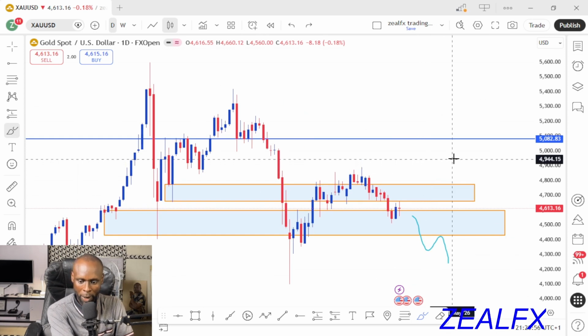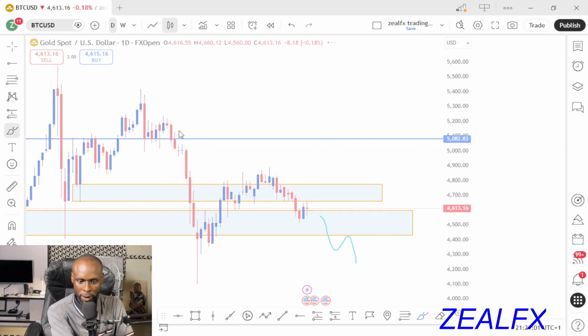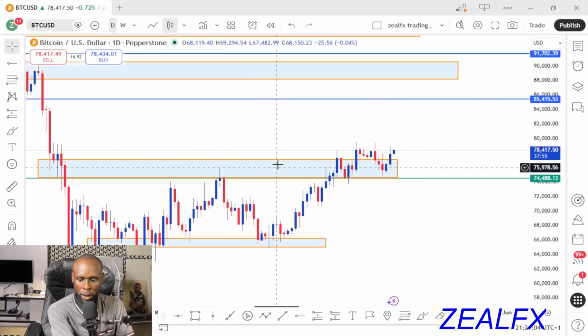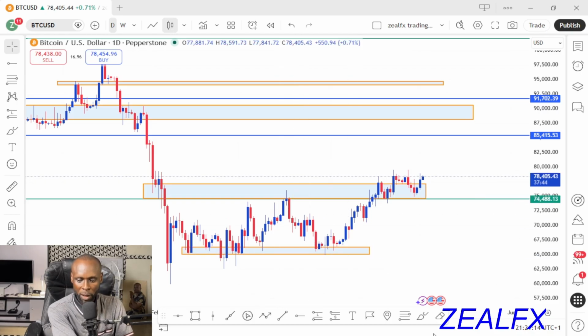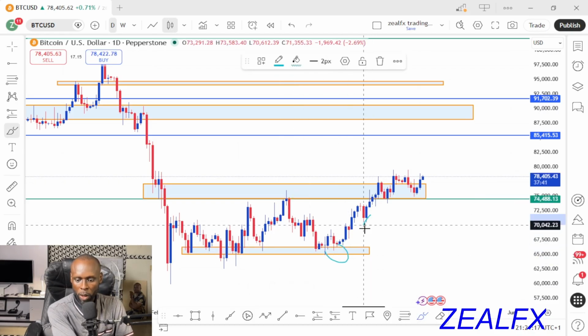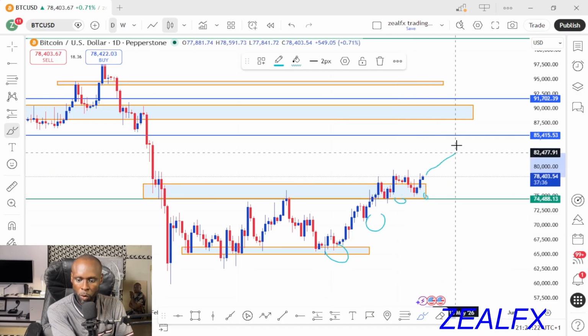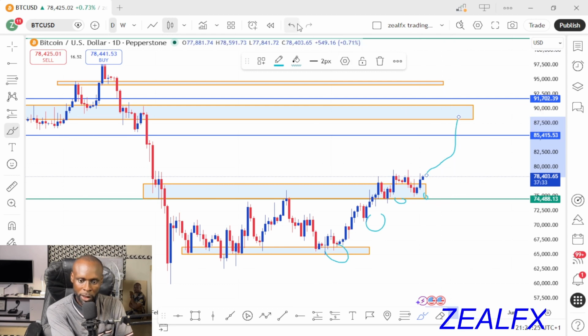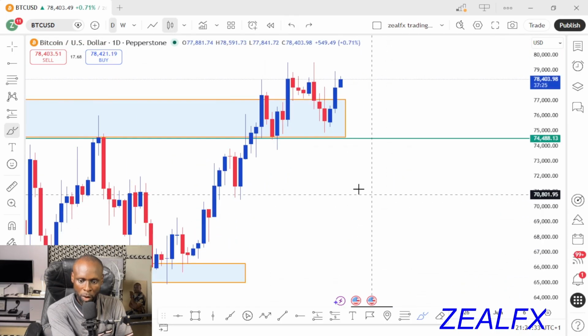So let's look at our next pair, which is the BTC USD. The BTC USD on my daily chart has strong bullish momentum for more buying opportunities to the top. So long as price is creating a series of higher lows, we expect more buying to this next resistance level for this coming week. So we have to look out for more buying opportunities on the BTC USD because price remains strongly bullish.